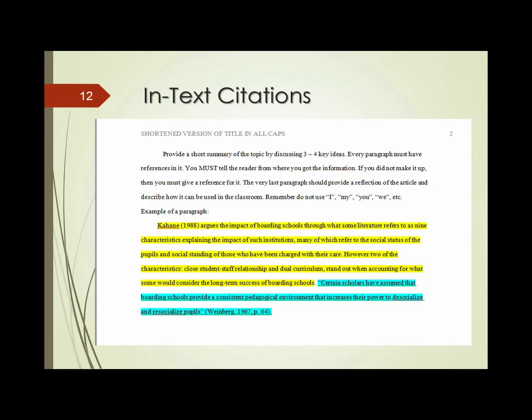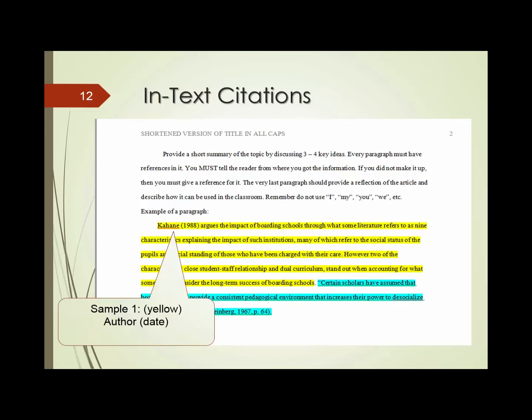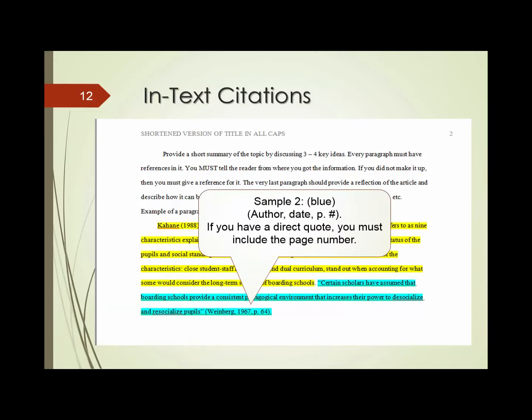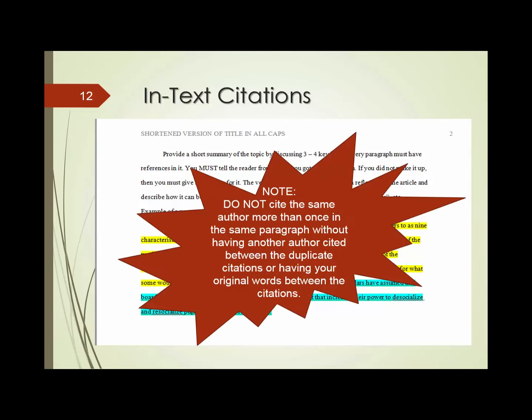Here's part of a paper. Highlighted in yellow, we have one example of a citation. Highlighted in blue, we have another example of a citation. In the yellow, you say the author and then the date. In sample number 2, you have an author and a date and a page number. The difference is, if you have a direct quote, you must include the page number from the source. If you are paraphrasing, like the yellow section, you do not use a page number.